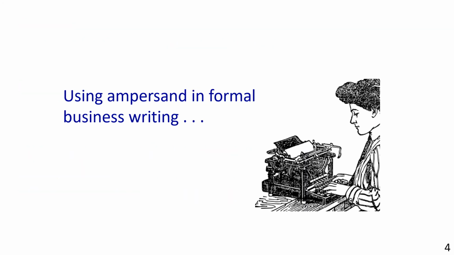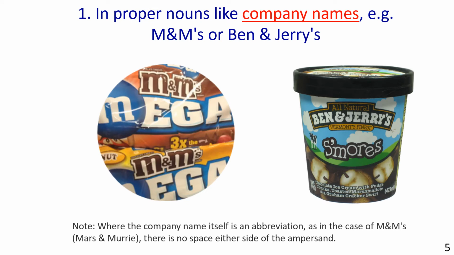Using ampersand in formal or business writing. 1. In proper nouns like company names, for example M&M's or Ben & Jerry's. Note, where the company name itself is an abbreviation, as in the case of M&M's, which stands for Mars and Murray originally, there is no space either side of the ampersand.